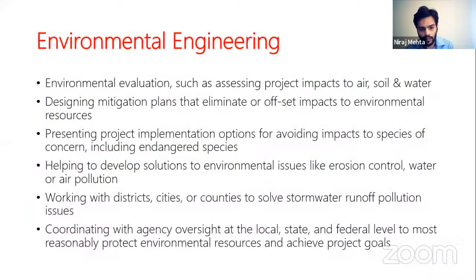So what does an environmental engineer basically do? An environmental engineer would basically evaluate and assess all the projects that can impact the quality of air, soil, and water. And also they have to design mitigation plans that eliminate or offset impacts to environmental resources. Then presenting project implementation options for avoiding impacts to species of concern, including endangered species.